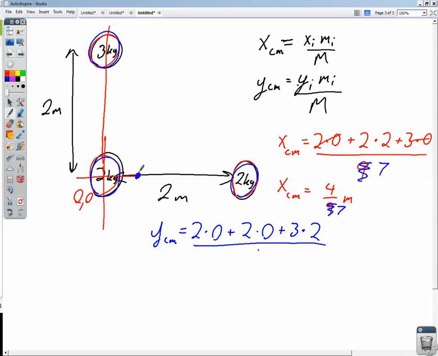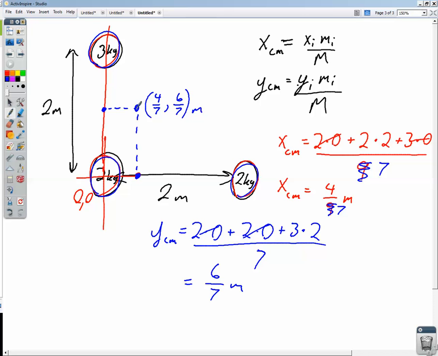The y-coordinate, 7 here. We've got 2 times 0, 2 times 0, 3 times 2 is 6. So we've got 6/7 meters in y. So 6/7 meters, that's almost 1. So we're like right there. So putting the x-coordinate and the y-coordinate together, we are at the point 4/7, 6/7. And that is our center of mass. And the unit here is meters.